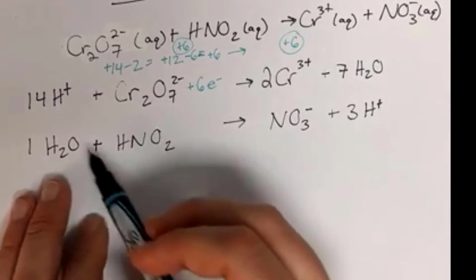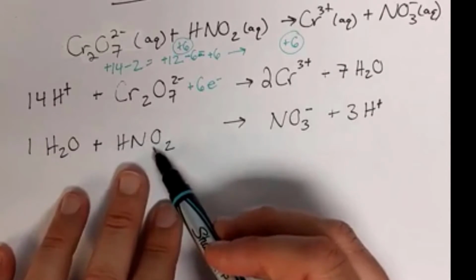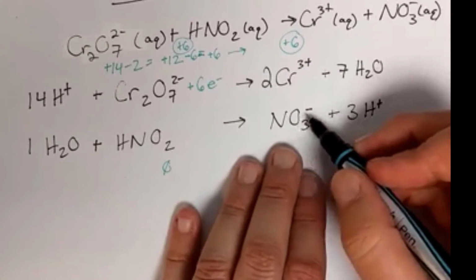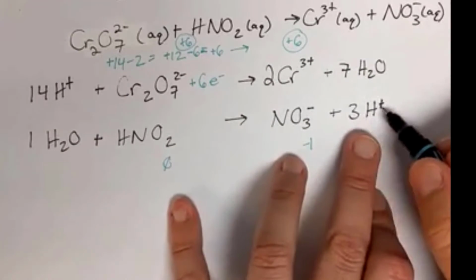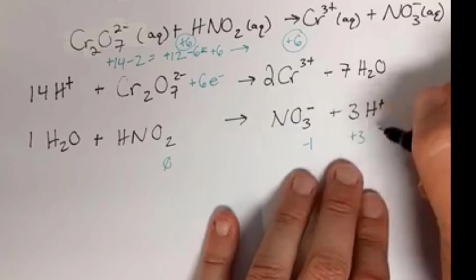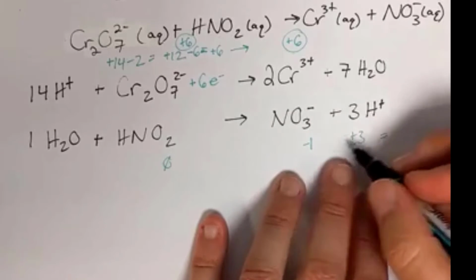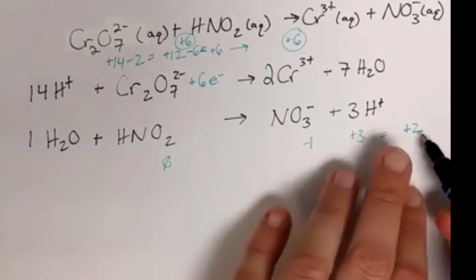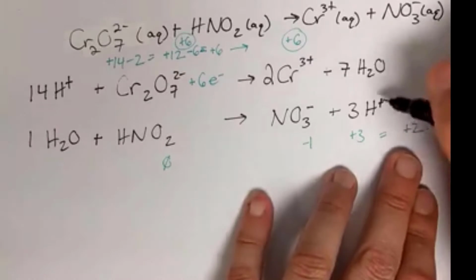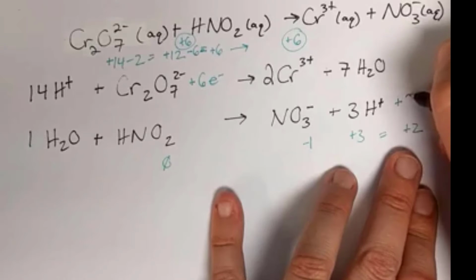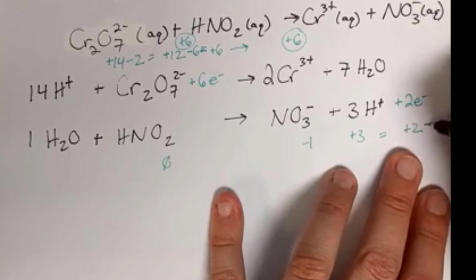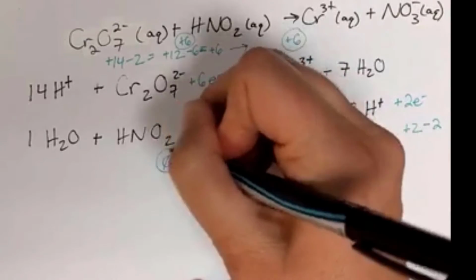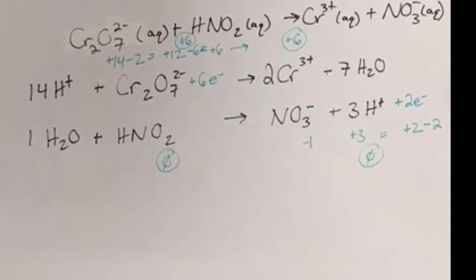Now come on down here. Water is 0. This is 0. So it's 0 on this side. What about over here? I have a negative 1, and I have 3 positives, plus 3. So that gives me a total of 3 minus 1, plus 2. So I'm going from 0 to plus 2. What that means is I need to add on 2 electrons on this side to give you minus 2. So now I've got 0 on this side, 0 on this side, and now it's balanced.